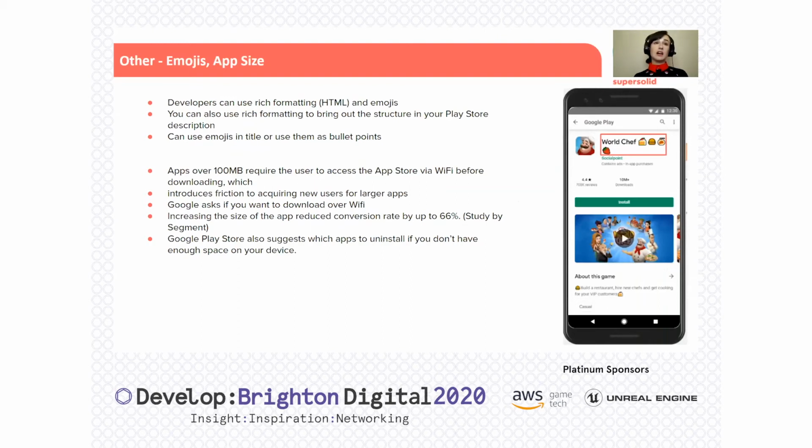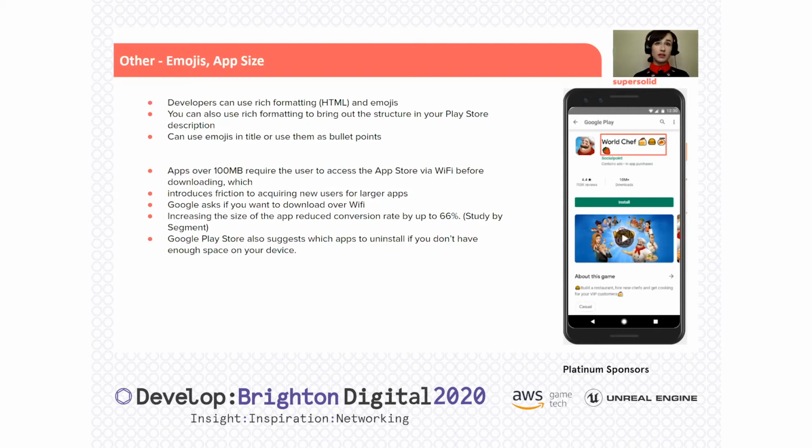Other things, basically, you can use stuff like emojis on Google. So you can actually add them to the title. You can use them as bullet points. They can have an impact, so it's good to test them as well, and it doesn't require too much effort.